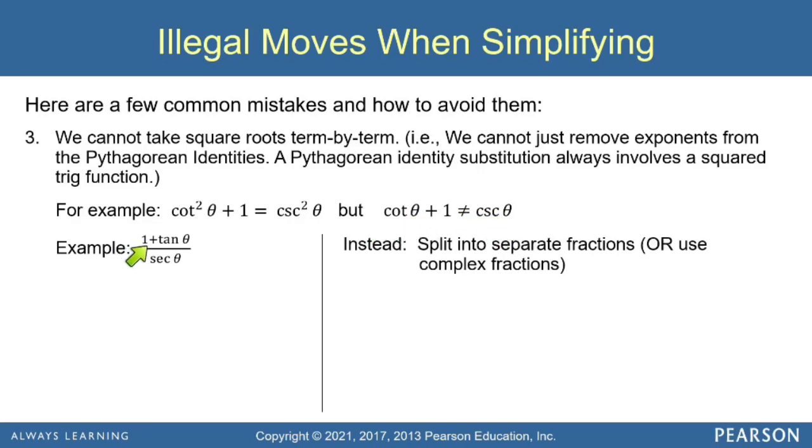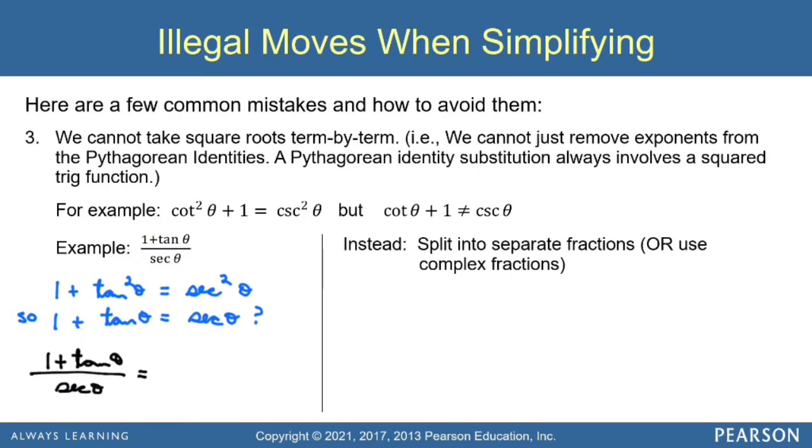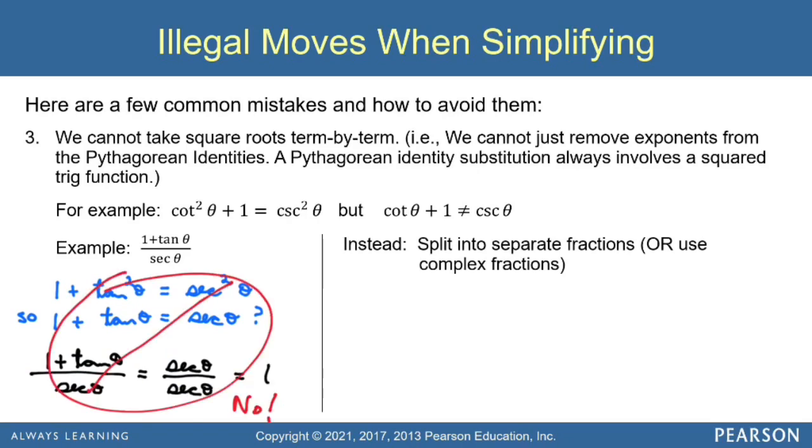So, for example, if you were working on 1 plus tangent theta all over secant theta, you might look at this and think, oh, that almost looks like a Pythagorean identity. And you might start to think 1 plus tangent squared equals secant squared. So does that mean 1 plus tangent theta equals secant theta? And so a lot of times what students will do is they'll replace this 1 plus tangent theta with a secant theta, and then they'll reduce that to 1. But that is not how it works.